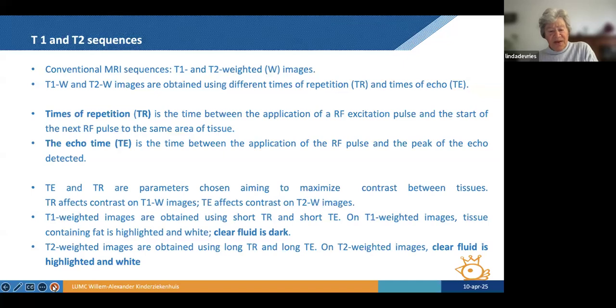So the TE and the TR, they need to be specifically aimed at the neonatal brain. So if you're using adult sequences, you're not going to get any decent pictures to look at. And the TR affects the contrast on the T1 weighted images and the TE on the T2 weighted images. But the only thing you really have to remember when you're looking at the T1, you will see that the CSF is dark. And if you look at the T2, the CSF is highlighted, so white.